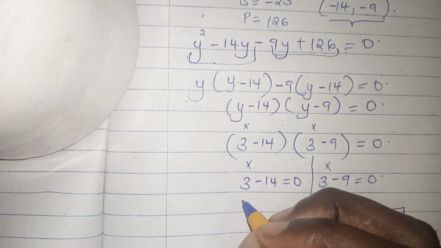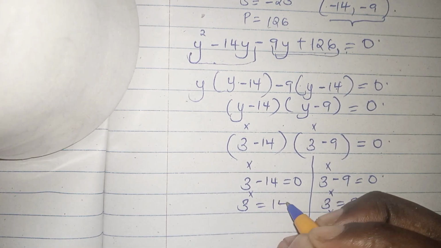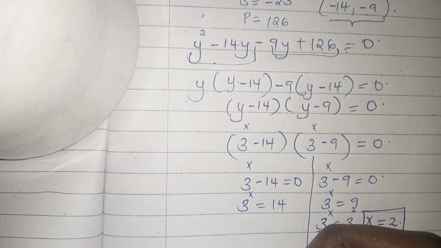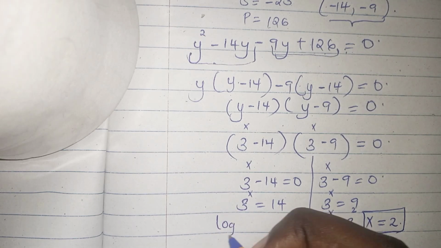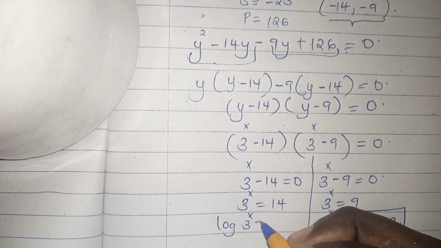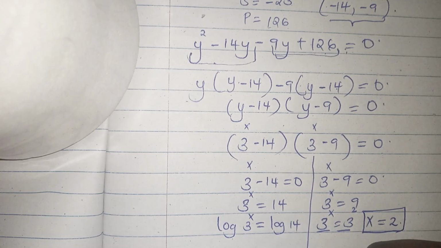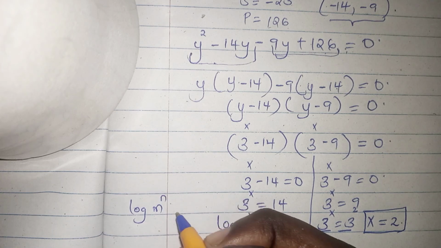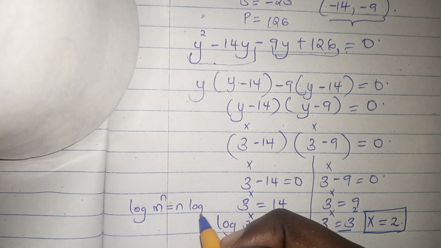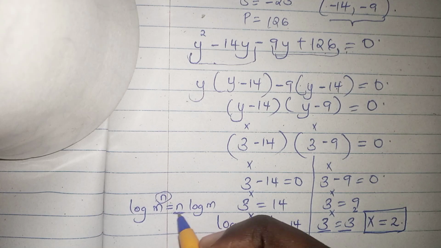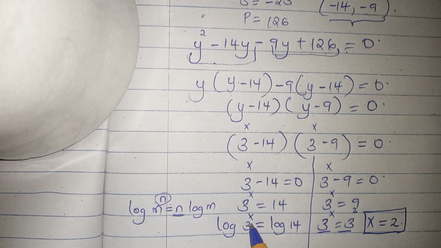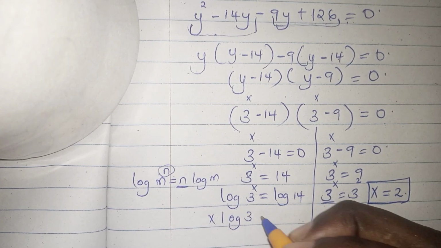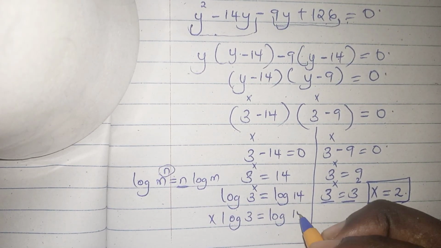And on the other side, 3 to the power of x is equal to 14. We are looking for x. We shall now introduce logs on both sides. So this will be log of 3 to the power of x is equal to log 14. We are going to use the power rule. If you have log m to the power of n, we can write it as n log m. So bringing this power here before the log, we are going to do the same. Bring this power here before our log, and x log 3 is equal to log 14.